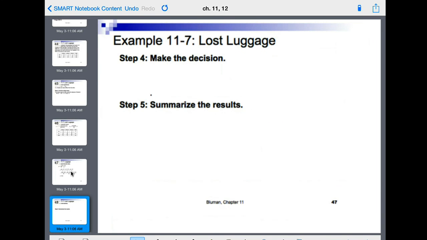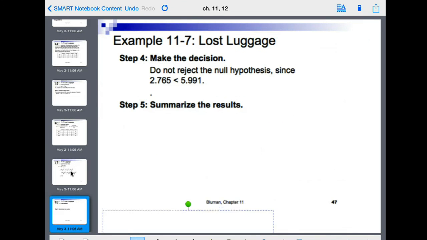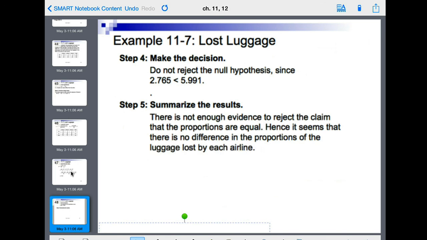Now we have to make our decision. Do not reject the null hypothesis. 2.765 is less than 5.991, so therefore there is not enough evidence to reject the claim that the proportions are equal. Hence, it seems that there is no difference in the proportions of luggage lost by each airline.